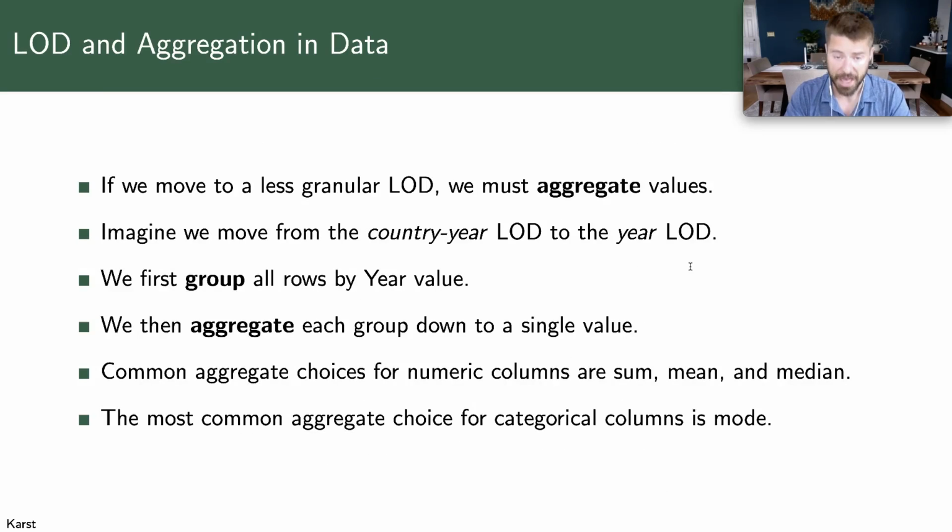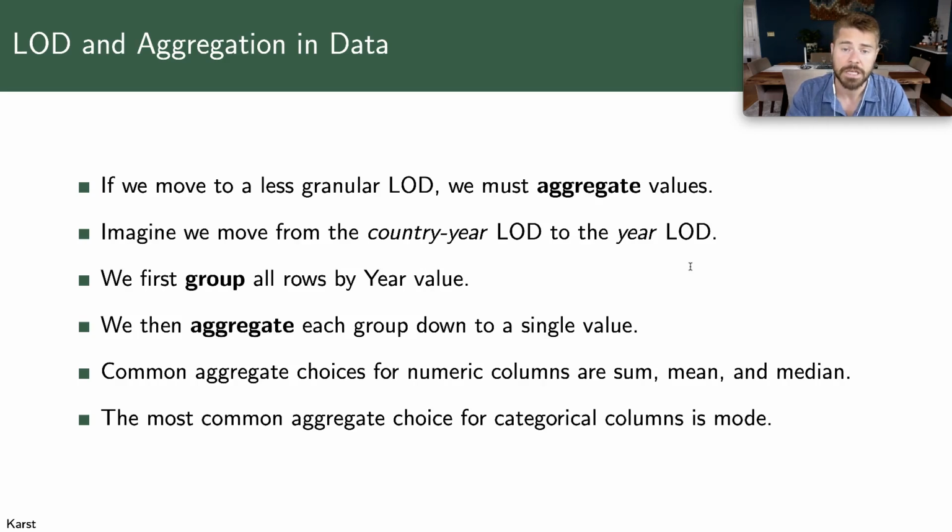So how do we do that? If we want to move levels of detail, in particular if we want to move from finer to coarser, so up the chain, we need to aggregate. And by aggregate we mean combine things together. So let's give an example. Imagine we're moving from country-year to year. The first thing we would need to do is group all values in the data set that have the same year. So everything for year 2000, everything for year 2001. Once we have those groups, we need to smush those values down. The technical term for smush is aggregate. So we take all the numbers associated with a particular year and we aggregate them down to a single value.